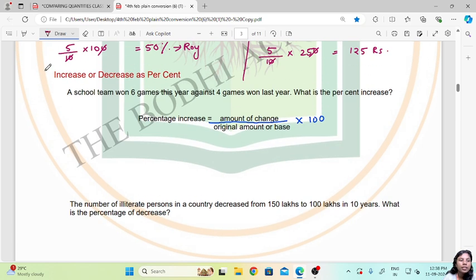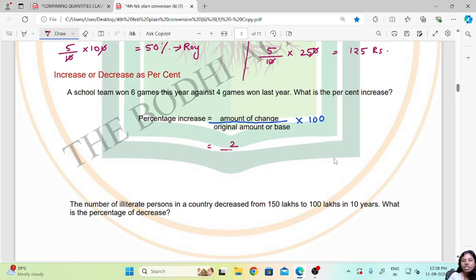Now let's look at this sum. A school team won 6 games this year against 4 games won last year. What is the percent increase? Now what they are saying is, how many games have they won this year? They won 6. Last year they won 4 games. So now the difference between both the years is how much? It is 2. It has increased by 2.